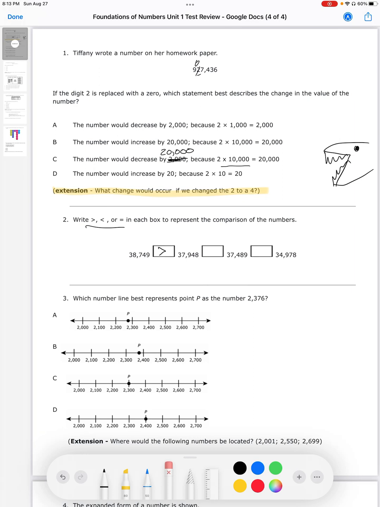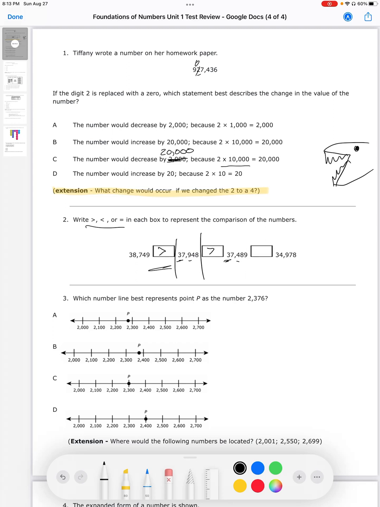Now that we have finished this first little section, we're going to compare the next 2 numbers, 37,948 and 37,489. This one starts with 37,000, which means we're going to have to look at the hundreds place, because the 10,000s and the thousands place are the same. That doesn't help us any. Looking at the hundreds place, one has a 9, one has a 4. 9 is greater than 4. Therefore, we're going to use this greater than symbol. 37,948 is greater than 37,489.